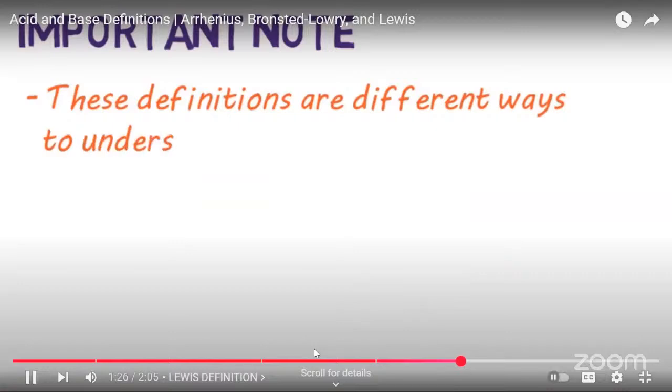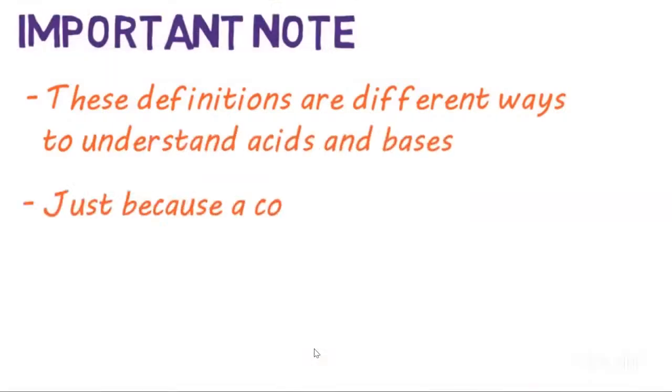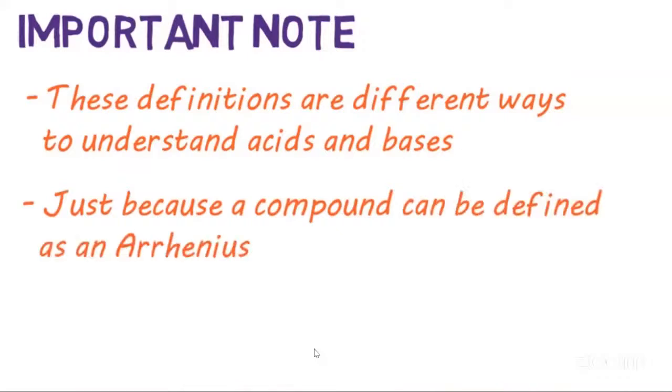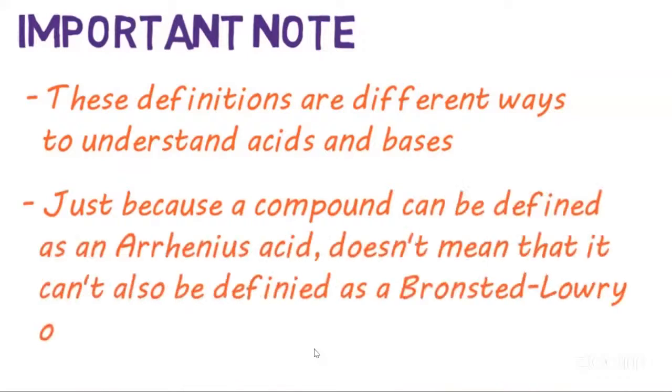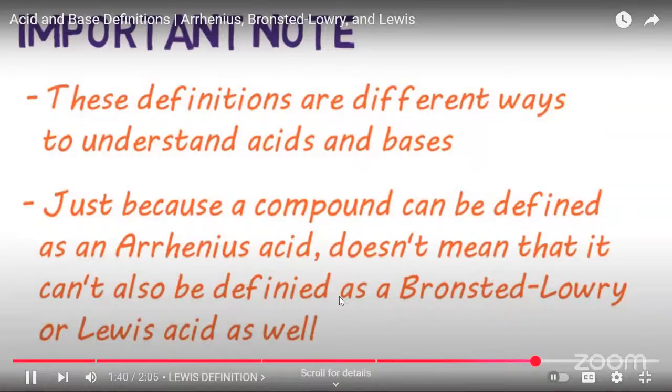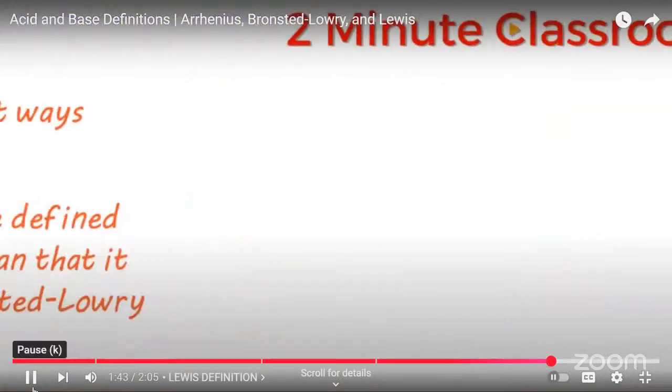It's important to note that these definitions are just different ways to look at and understand acids and bases. Just because a compound can be defined as an Arrhenius acid, for example, doesn't mean it can't also be defined as a Bronsted-Lowry or Lewis acid. I hope this video helped you understand these different definitions a little better. If you want to know more about the properties of acids and bases, you can watch my acids and bases video.